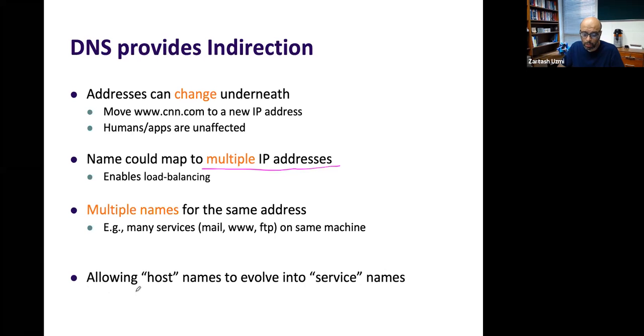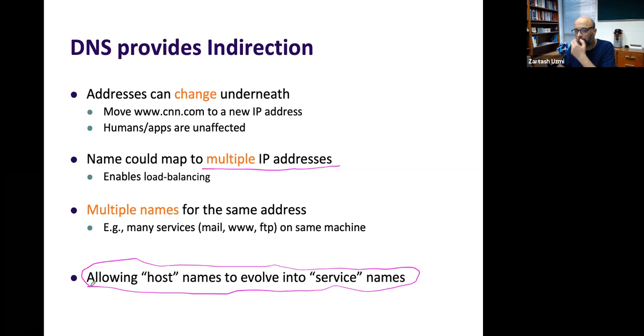So this allows host names to evolve into what we call service names. Host names become your service names: mail.lums.edu.pk or lms.lums.edu.pk. These are actually services which are offered to you. zambil.lums.edu.pk, student management is done through that. Okay. So this was all about DNS.